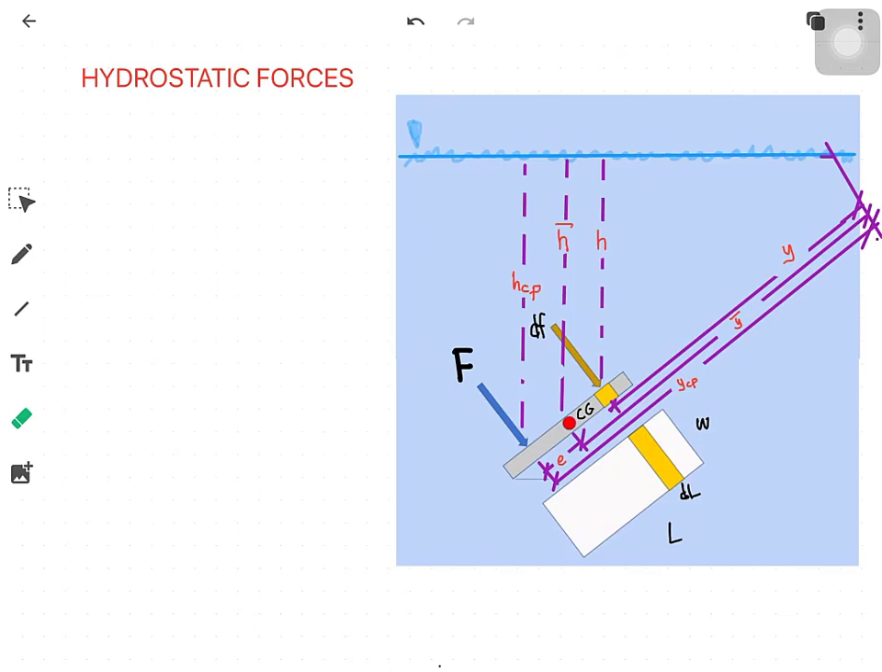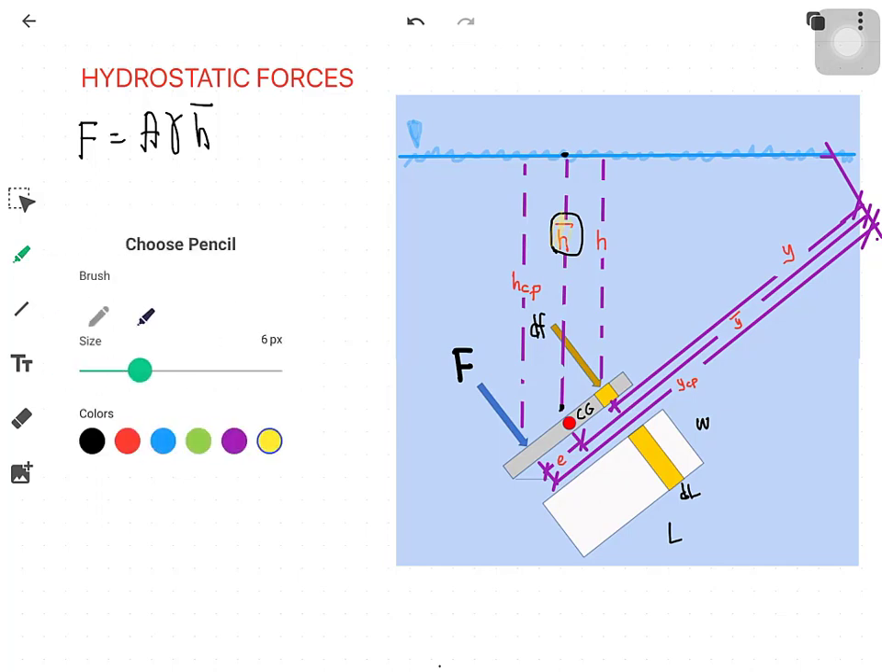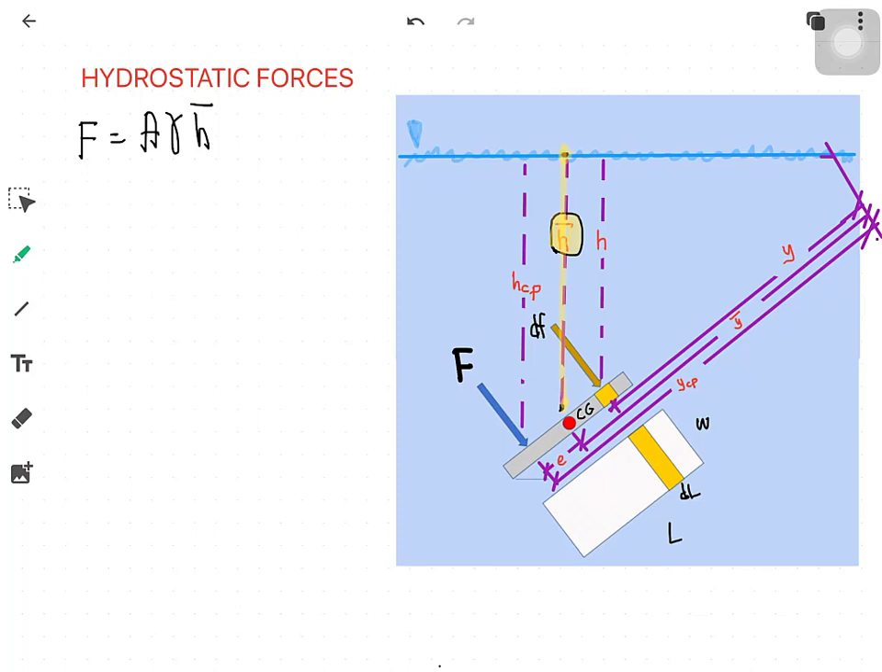Let us now discuss the hydrostatic forces, or the force exerted by the fluid or the water on your object when it is submerged. So the hydrostatic force is equal to the cross-sectional area of your object, multiplied by the unit weight of your fluid times the bar H, or the distance from the surface of the water to the center of gravity. So take note that H is the vertical distance from the surface of the water up to the center of gravity of your object.